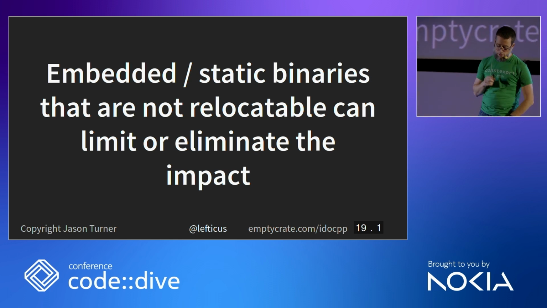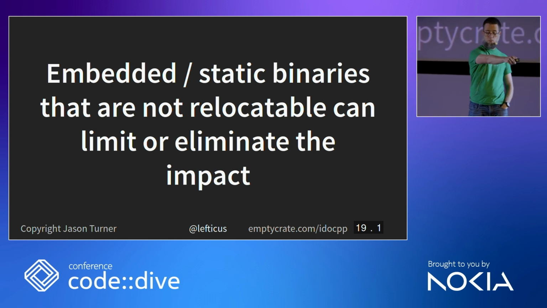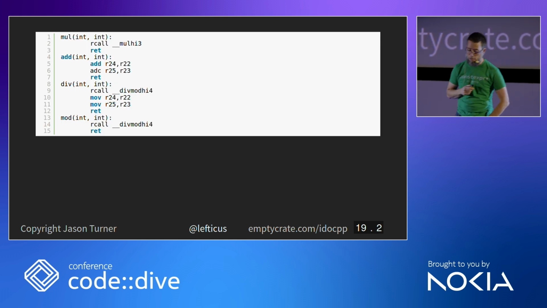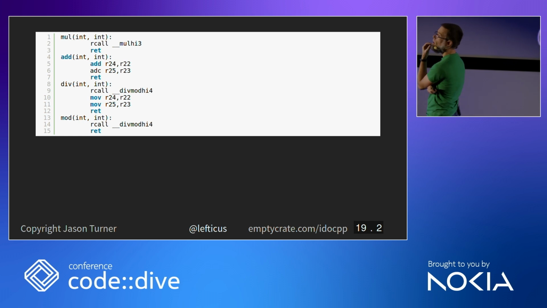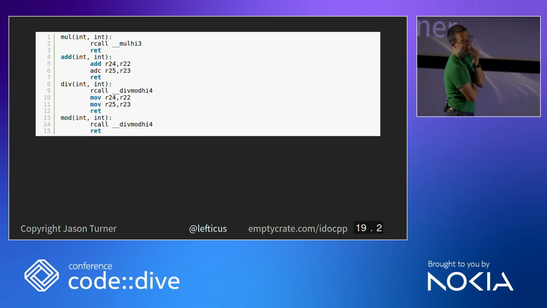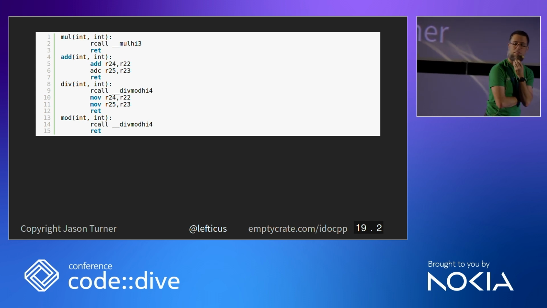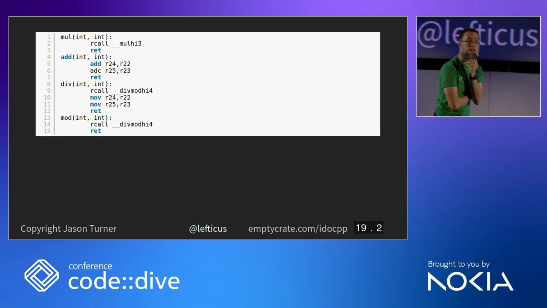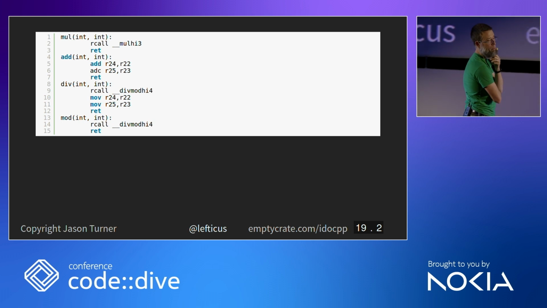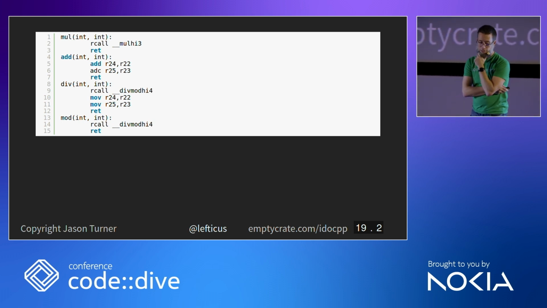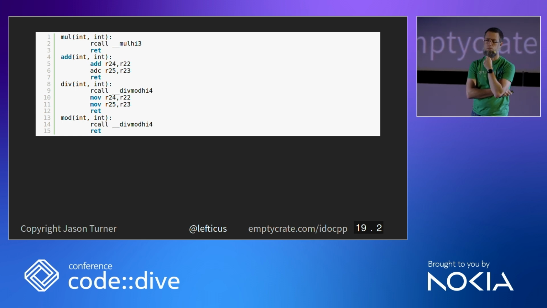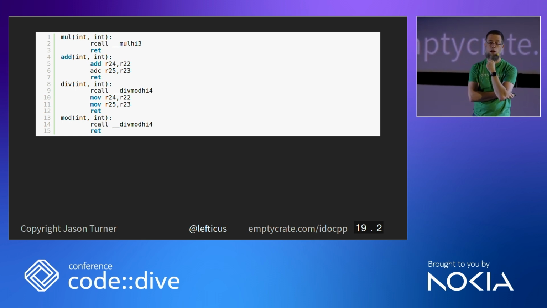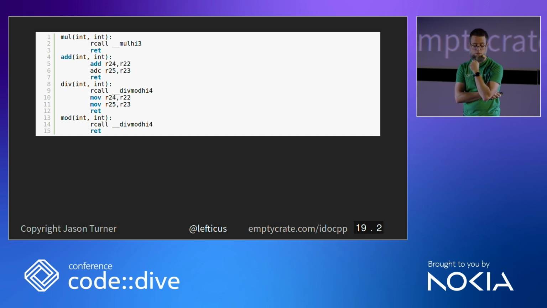Embedded and static binaries that are not relocatable can limit or eliminate the impact. I attempted to put this together. What architecture did I compile for here? Not ARM. What's that? AVR. AVR is so much more fun than ARM. All right, so this is AVR, which is an 8-bit platform with 16-bit addressing, right? Like all good processors are.